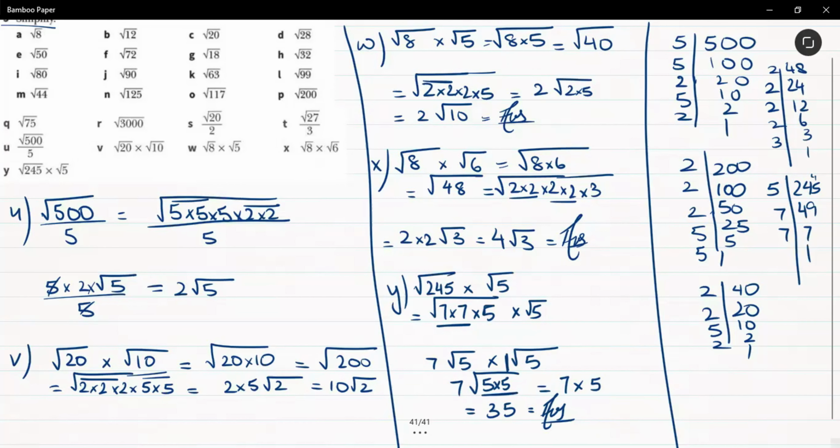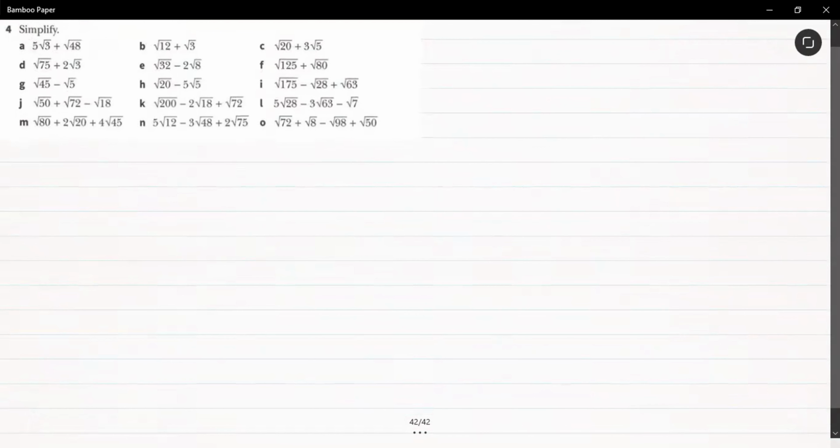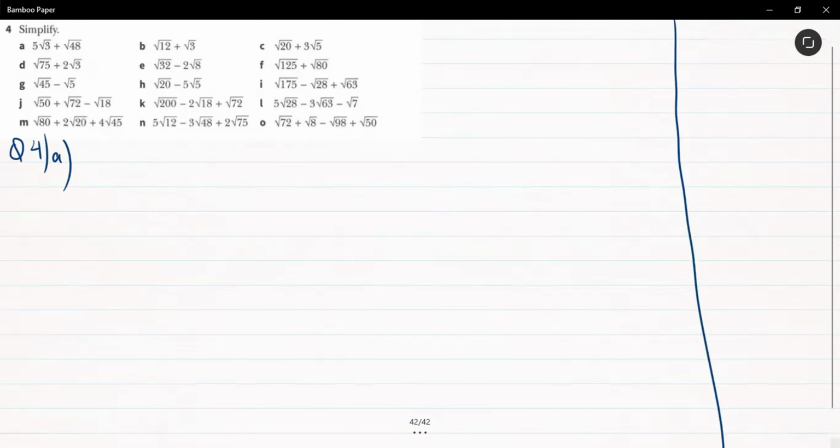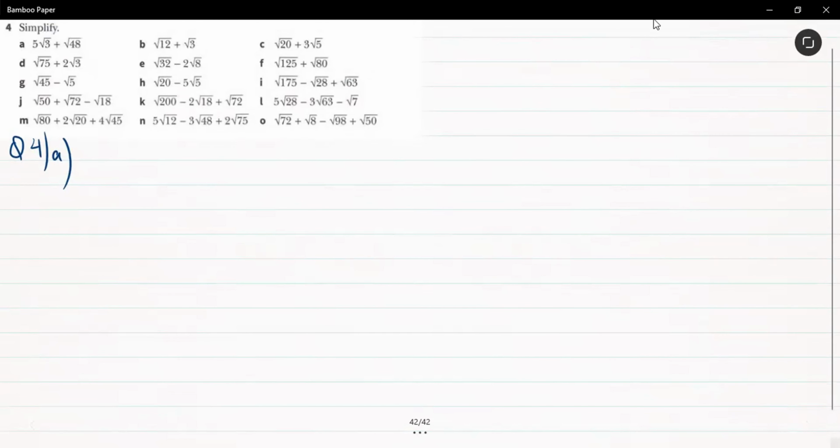Now let's proceed on to question number 4. So again, in question number 4, they've asked us to simplify this. So when we have simplify in our questions, we just simplify them. Okay, so for question number 4, part A, I'll make a rough part again for the rough work.